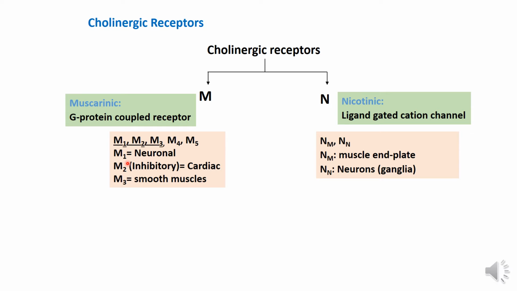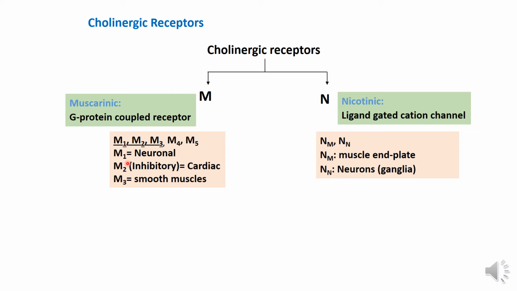M2 receptors are predominantly present in different cardiac tissues, for instance, SA and AV nodes. And M2 receptors are inhibitory in nature. That means if you stimulate M2 receptors, you may cause decrease in heart rate, decrease in force of contraction, etc.